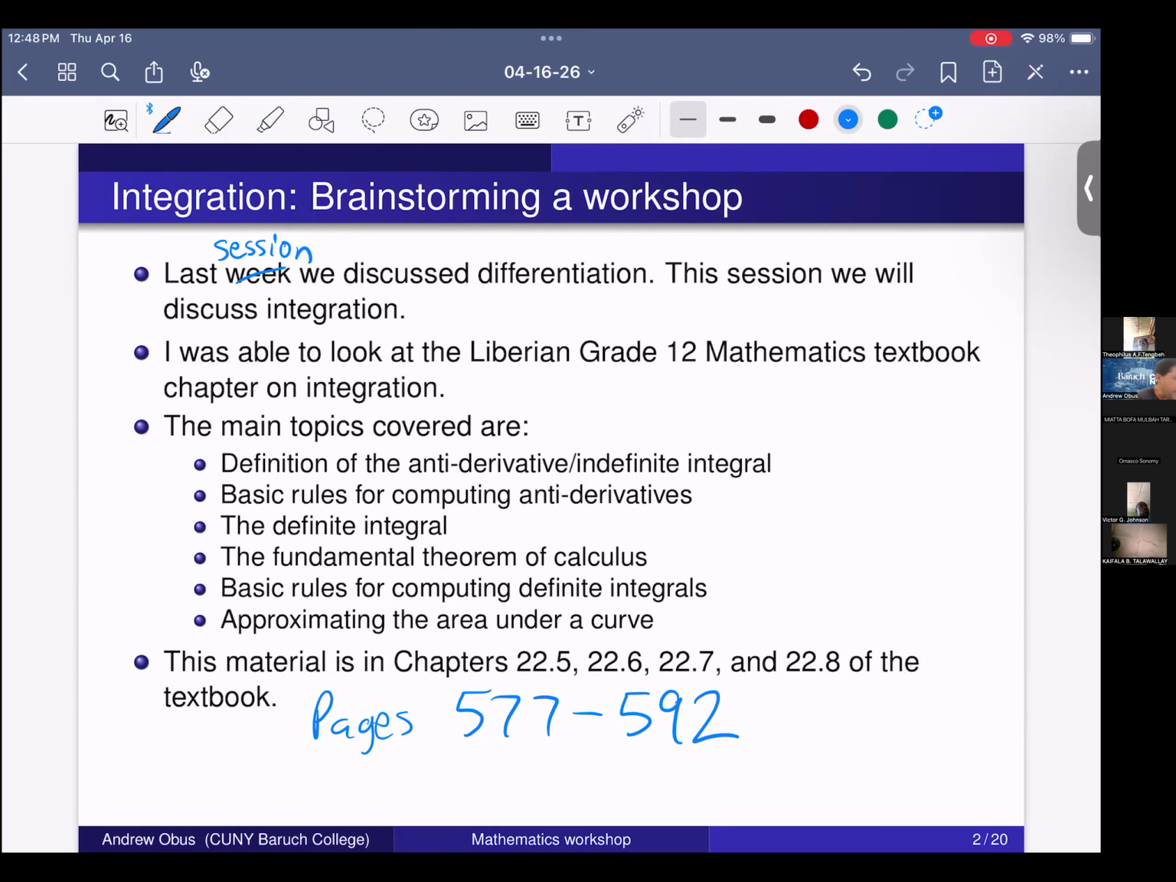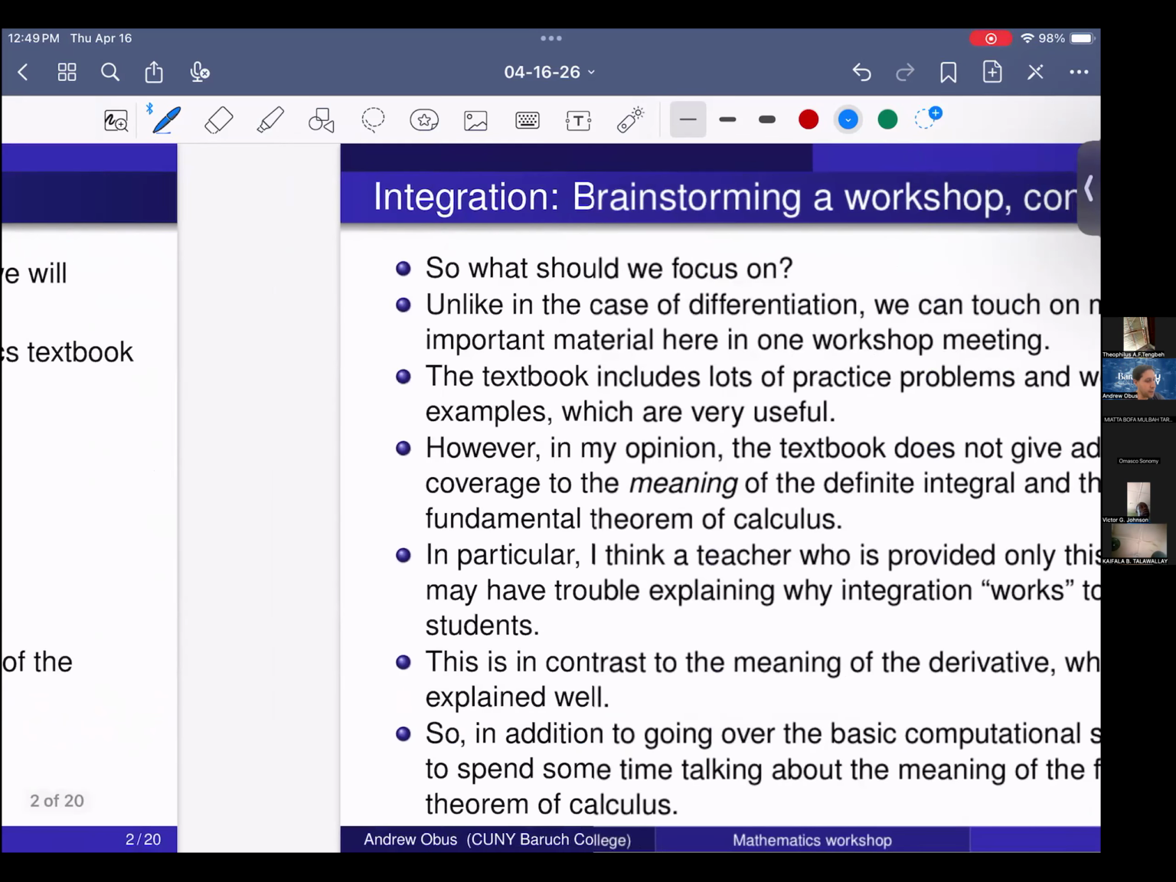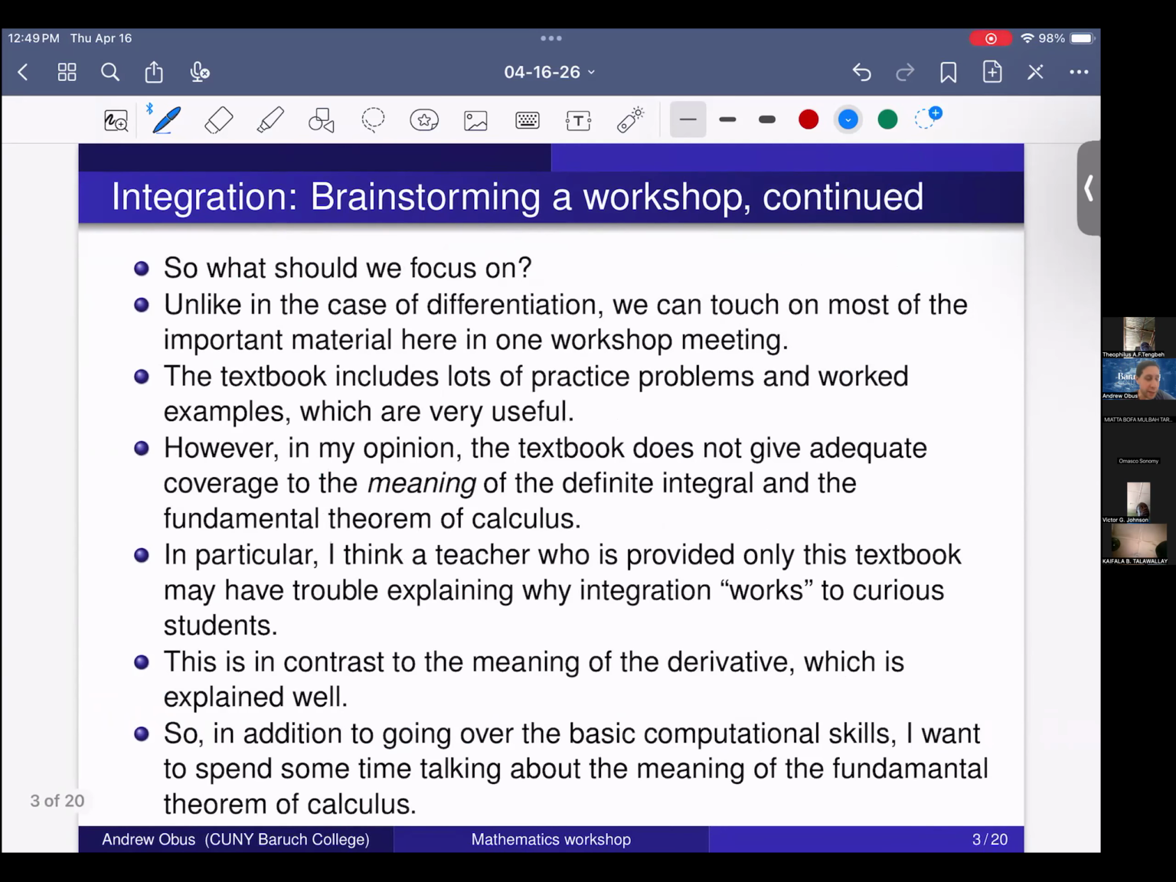Okay. So these are the pages that have this material on integration. And so, how do we do a workshop on integration, especially a short workshop? I mean, integration is a very, very big field. You certainly can't cover all of it in one day, but we only have one day for it. So, what do we focus on for a day?